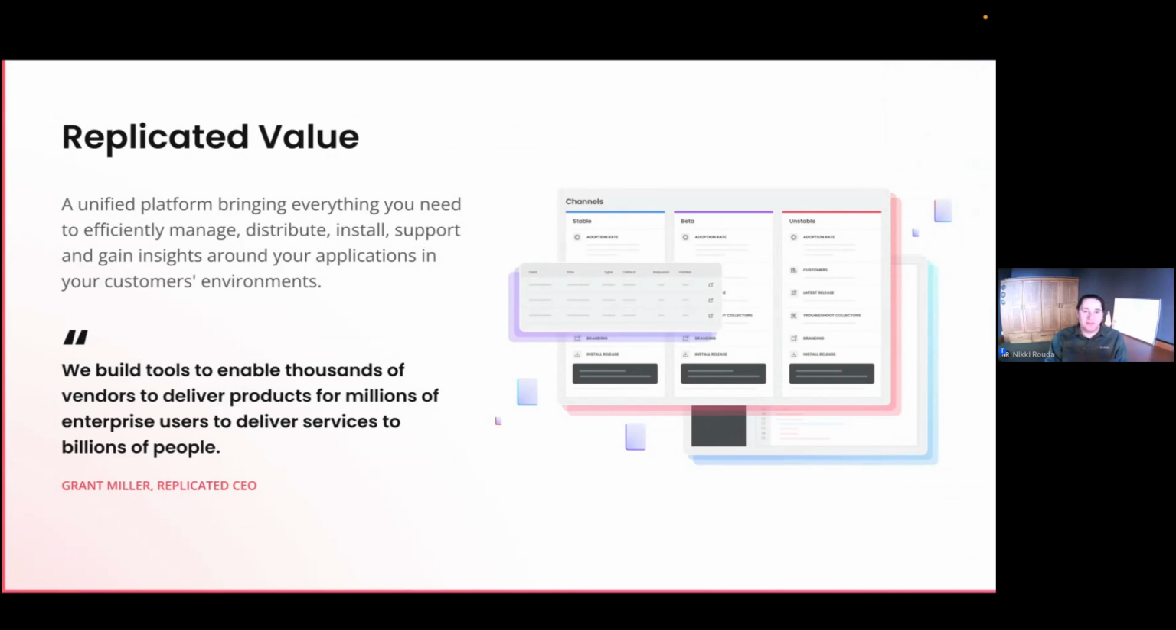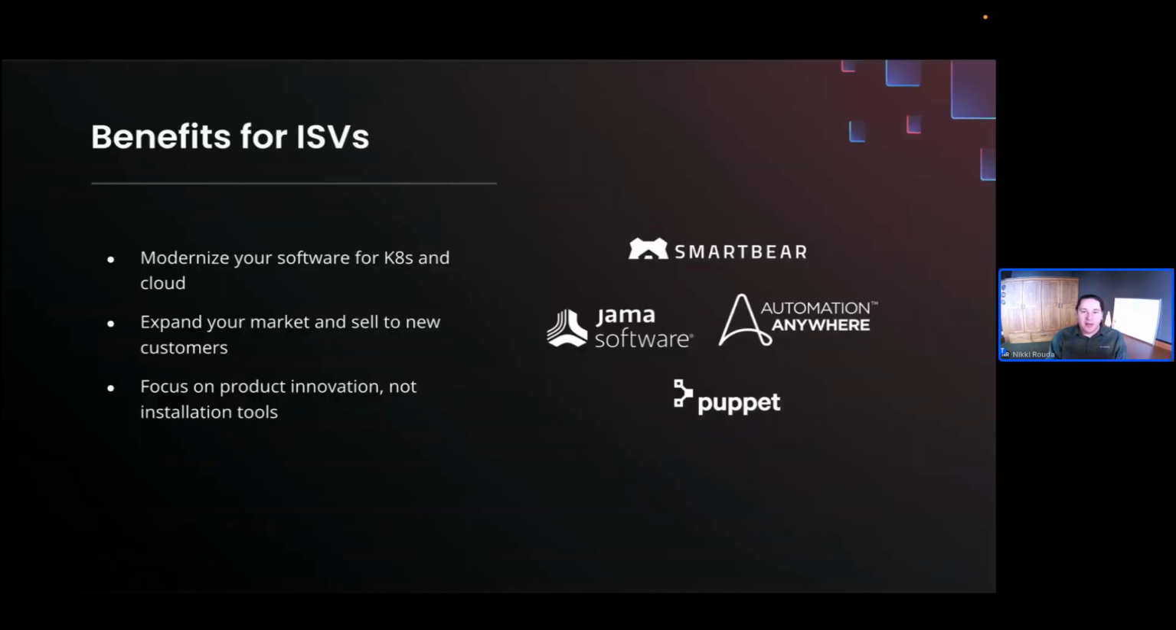Now, if you're an ISV, a traditional software vendor that's been shipping on-prem for a while, oftentimes we come to these types of vendors and they come to us and they say, hey, we want to modernize our software. We need to be able to run in modern Kubernetes environments. We need to be able to run in cloud environments, but we're not quite sure how to distribute our application to those. Sometimes they want to expand their market share.